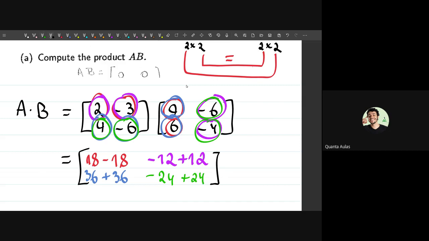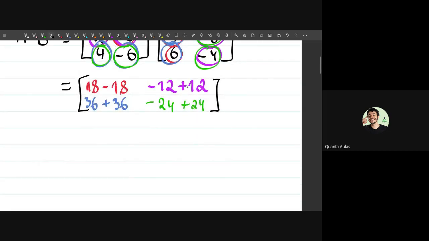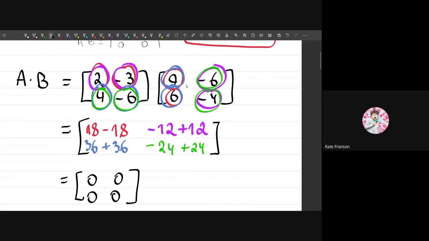So this matrix has an interesting result: 0, 0, 0, 0. This is a null matrix, okay? But you can see it's very easy. It's just times and sums, multiplications and sums. Very easy, okay? I suppose you can do something now.